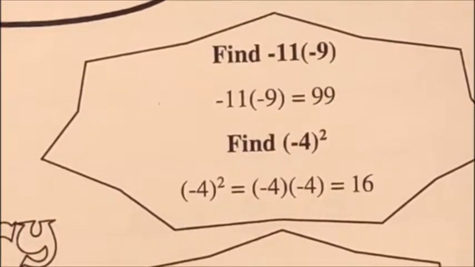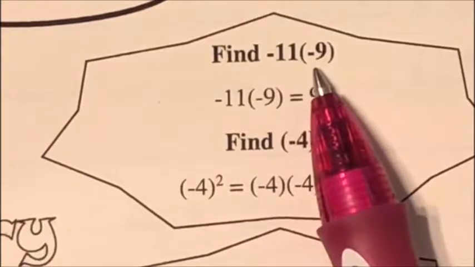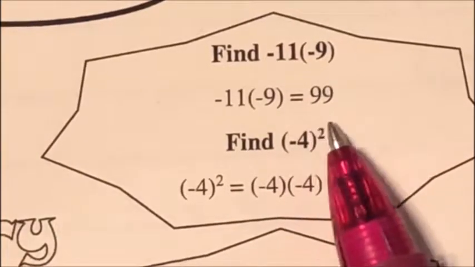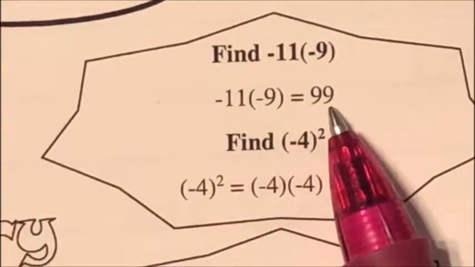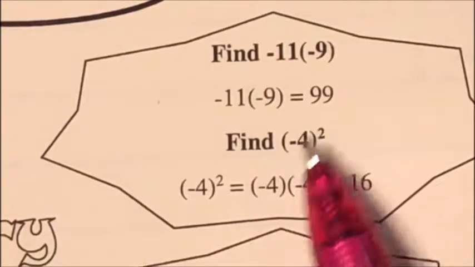Negative 11 times negative 9. Both are negative, so I'm going to have a positive number in the end. 11 times 9 is 99. So negative 11 times negative 9 gives me a positive 99.